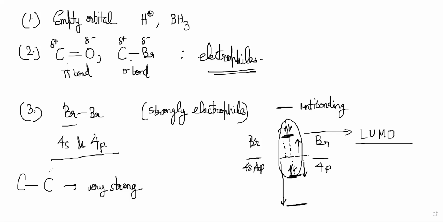The orbitals that overlap here are 2s and 2p, and they are correspondingly much better overlap. Okay, so the bonds are much stronger. So that is what he's explaining on the next page.